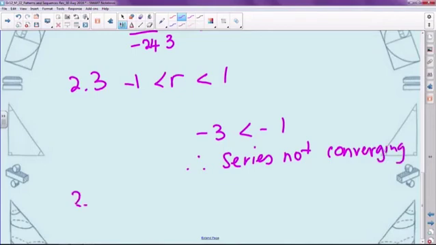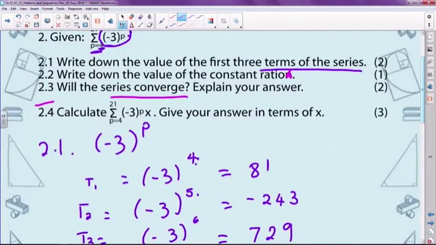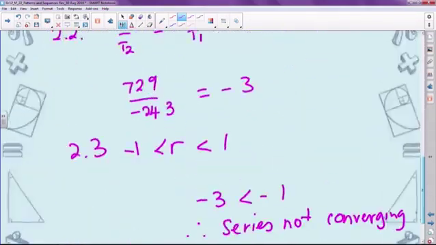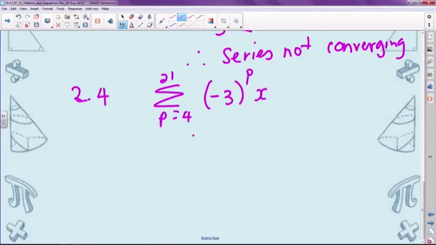All right, and then the last one here. Calculate the sum of the series minus 3 to the power of x times x. So there's now an x joined here to your series, and give your answer in terms of x. At first it looks really complicated, but we're going to look at it in parts and understand what it's saying to us. So we're finding the sum of the series from p is equal to 4 to, what was it? I think it was 21, of the series minus 3 to the power of p, and then now they've put an x in there.